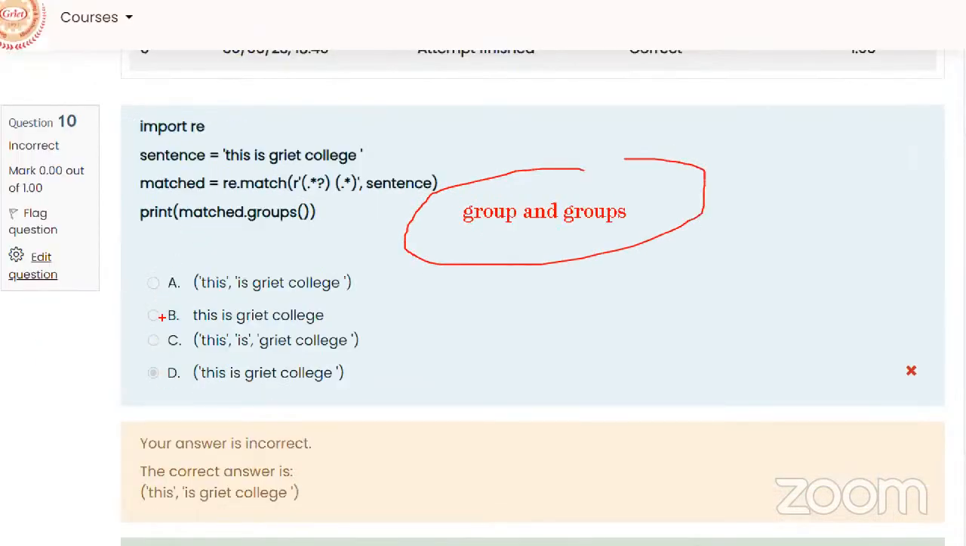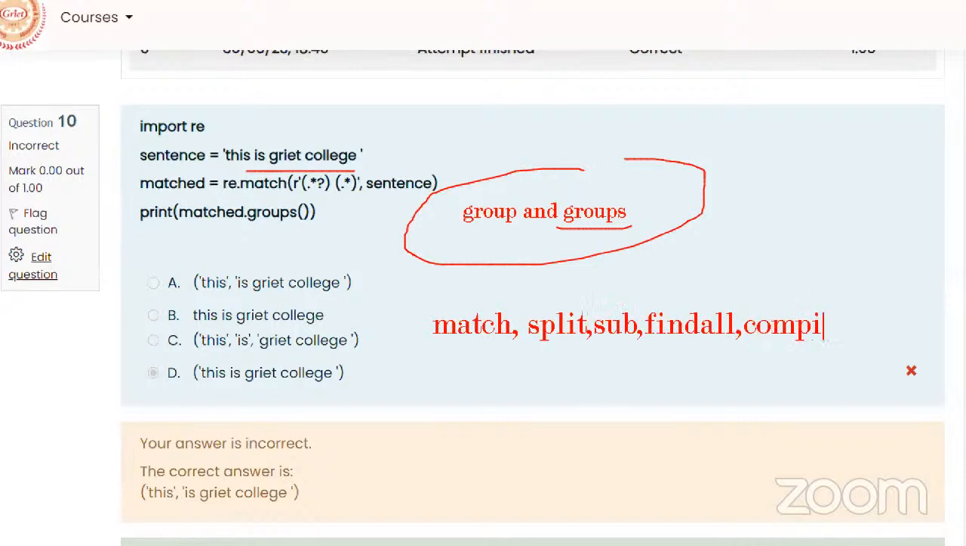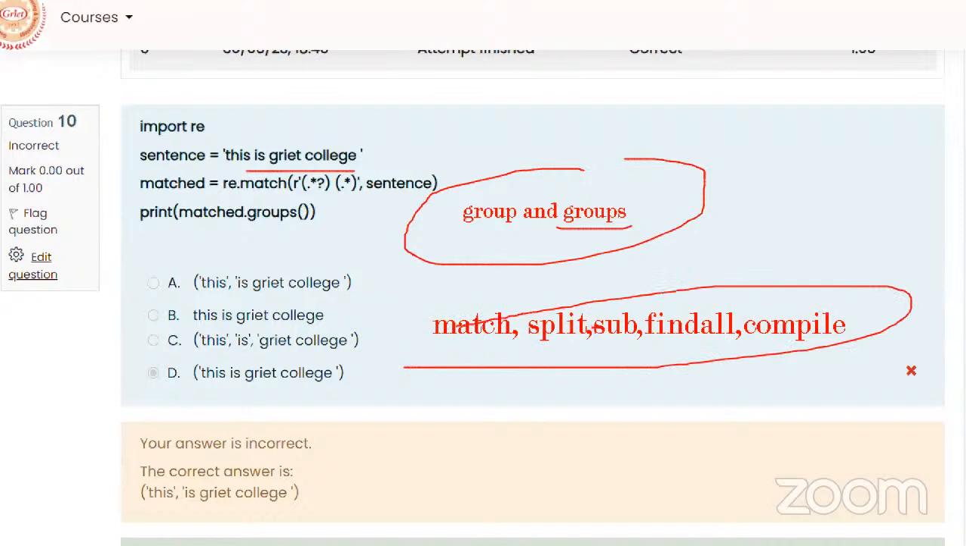What is the syntax I used here? I'm using a sentence string, this is grit college. Then I'm trying to match with this. There is again match, which is also an inbuilt function. Match, split, sub, findall, compile, right? So we need to practice more problems to understand the syntactical rules of all these functions. List them and practice one problem every day related to these inbuilt functions in regular expressions.